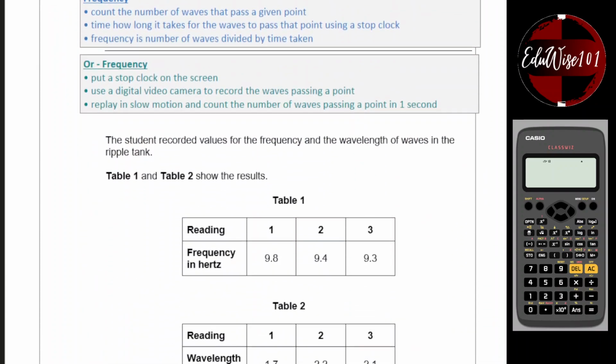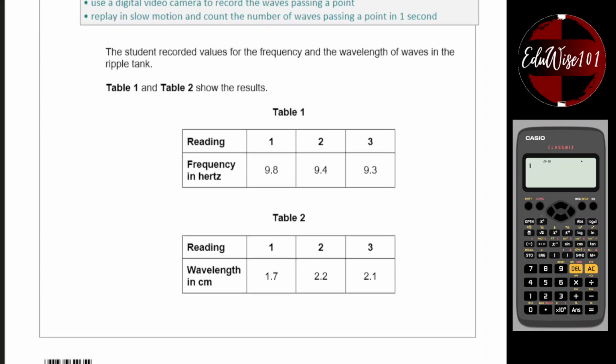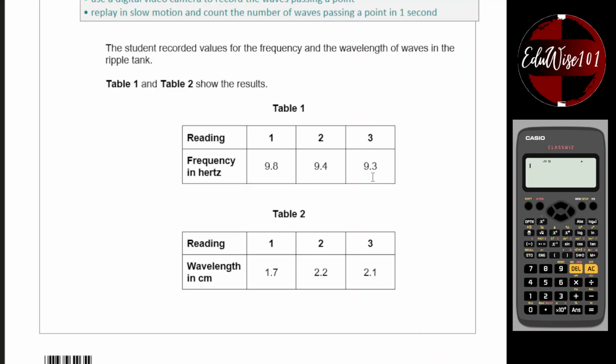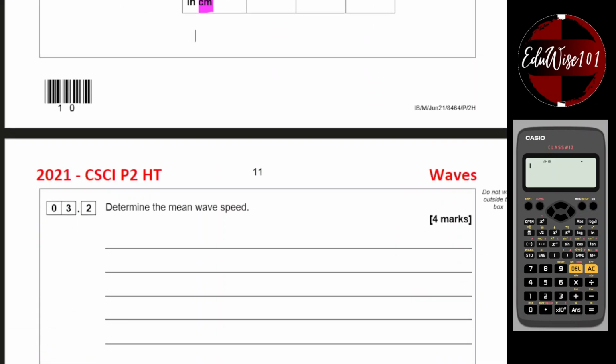Next question. I have here the student recorded values for the frequency and the wavelength of waves in the ripple tank. You have table 1 and table 2. They measured the frequency 3 times and the wavelength in centimeters. Now that's key. They have measured it in centimeters. When you are doing any calculation, remember you have to have the wavelength in meters. Determine the mean wave speed.